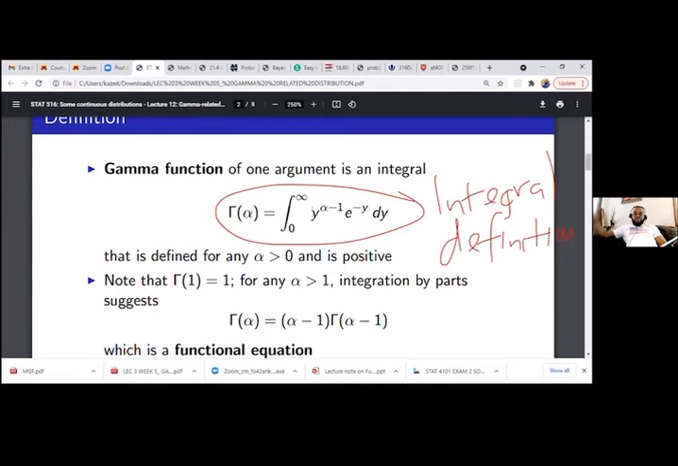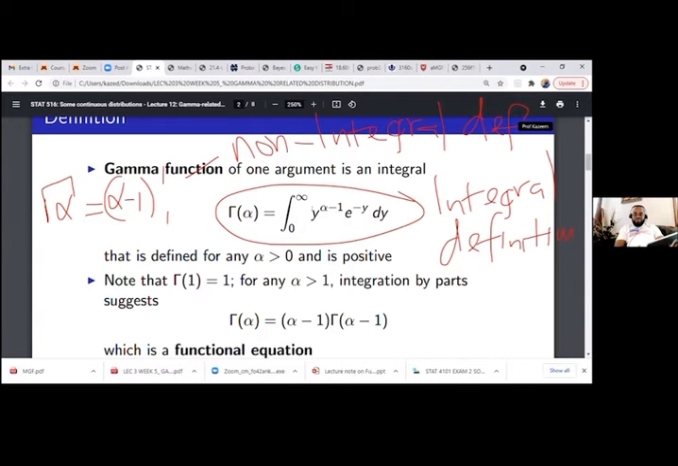Now we have the integral definition. We also have the non-integral definition. The non-integral definition is this: gamma alpha equals alpha minus 1 factorial. So what I have here is what we call the non-integral definition of a gamma function. You can see what I'm trying to show you right now. We have the integral definition of the gamma function, and we have the non-integral definition of the gamma function.